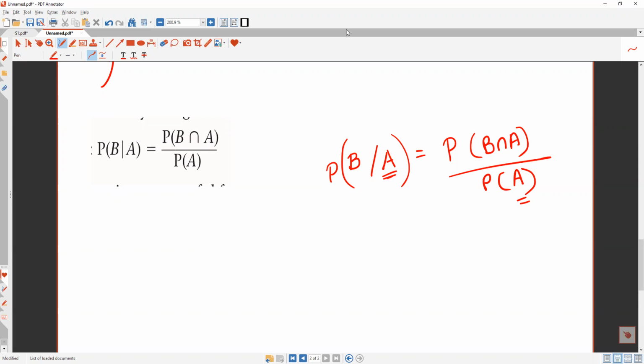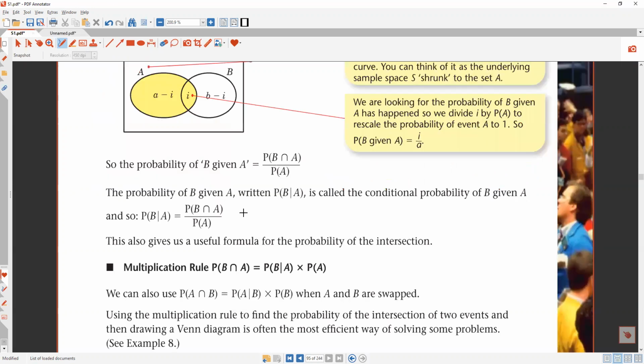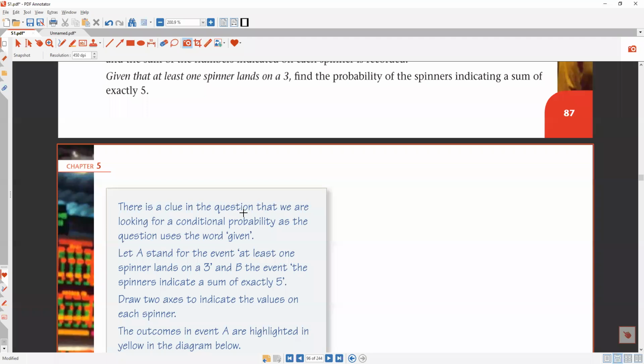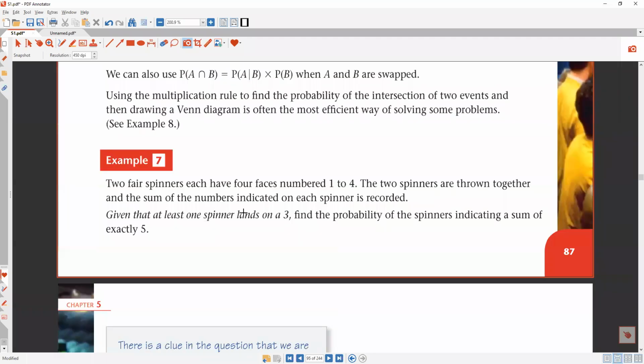Okay, let's go to the next concept. Okay, let's see what this probability is. Two fair spinners each have 4 faces, 1 to 4. The two spinners are thrown together and the sum of their numbers is taken. We did this. Given that at least one spinner lands on 3.